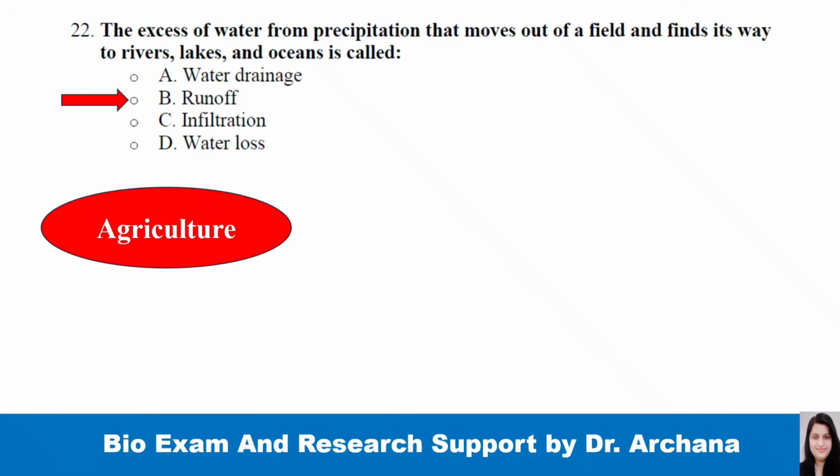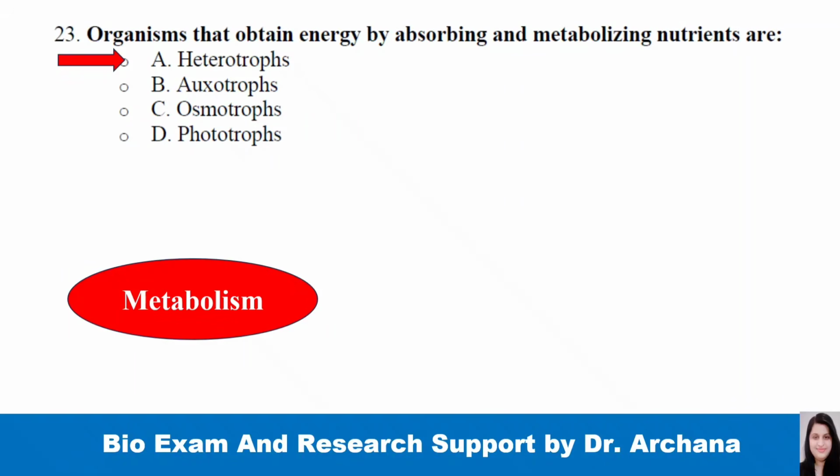The next question is the excess water from the precipitation that moves out of a field and finds its way to rivers, lakes, and oceans is called runoff, which is excess water from precipitation that flows over land into rivers, lakes, and oceans. Now the next question is organisms that obtain energy by absorbing and metabolizing nutrients. So here the option A is correct, heterotrophs, because heterotrophs obtain energy by consuming and metabolizing organic nutrients from other organisms, while osmotrophs absorb dissolved nutrients directly through their membrane.